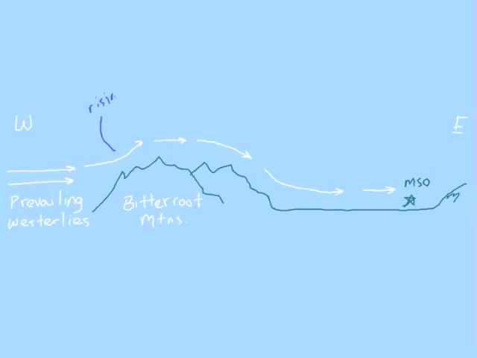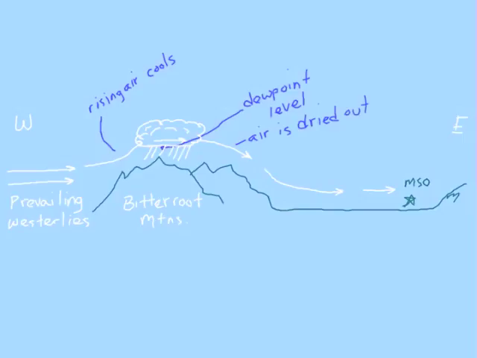As the air rises up the west side of the mountains, it cools. And eventually it cools to the dew point. And when it reaches the dew point, what do you get? Well, you get clouds. And those clouds will rain and snow on the mountains. So the air that ends up coming over the mountains is drier. It's dried out a bit.